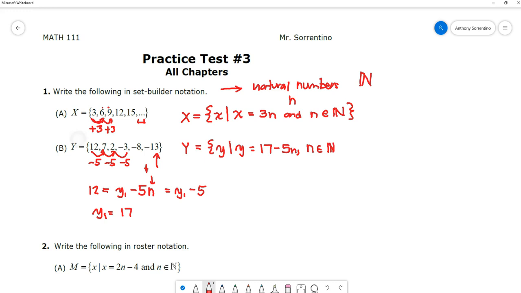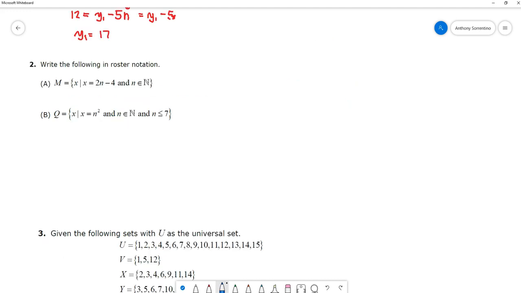So it's 17 minus 5n, where n is a natural number. And so here n equals 1, 2, 3, 4, 5, 6 terms. So I could either say that n is less than or equal to 6. I could also say that n is less than 7. So there are different variations you can do for this type of problem. So those are two instances of set builder notation for these two sets up here.